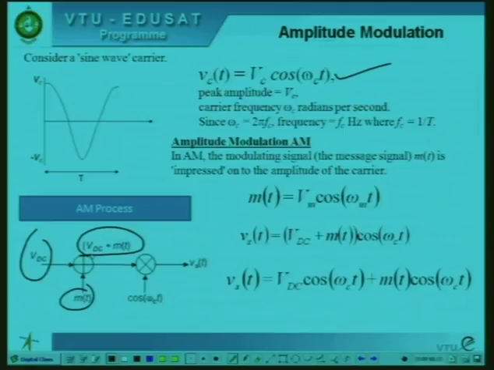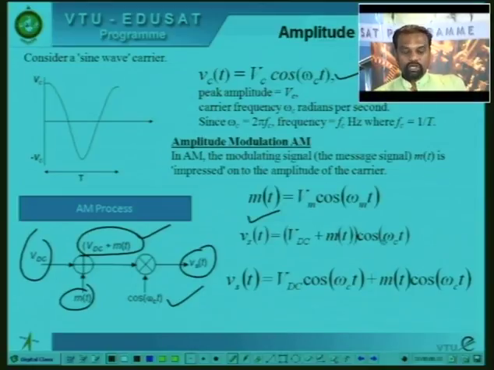Let us understand what the advantage of this is. VDC is a DC signal and m of t is the modulating signal. When we add the DC signal to the modulating signal, we get an output VDC plus m of t. This VDC plus m of t is now multiplied by the carrier signal cos of omega ct, and the output we get is called the amplitude modulated data. So the expression for amplitude modulation is Vs of t equal to VDC plus m of t, times cos of omega ct. Now, let me expand this.